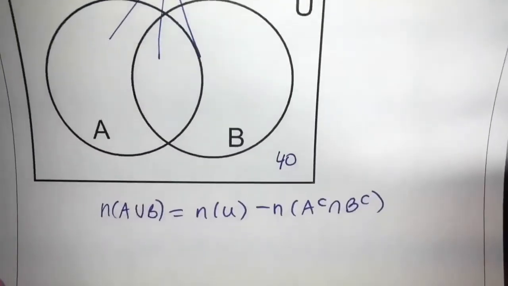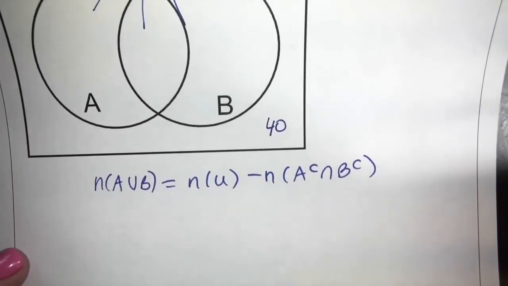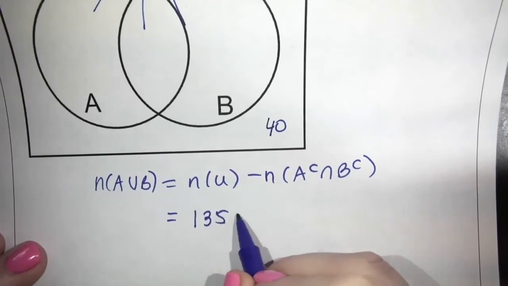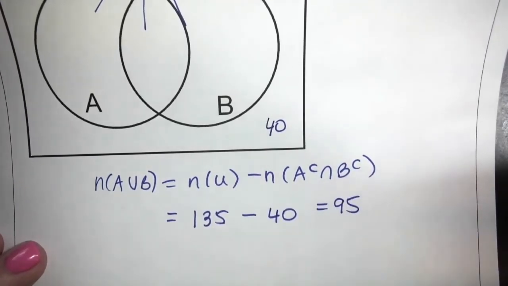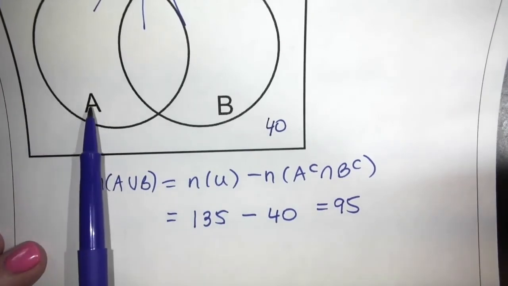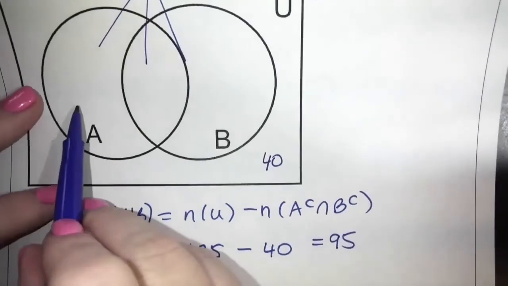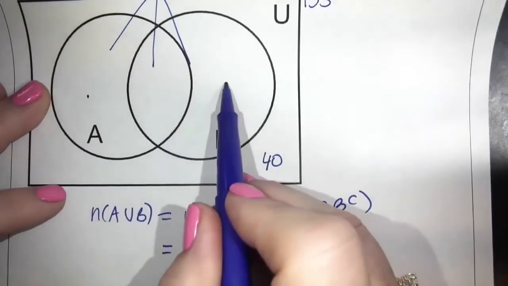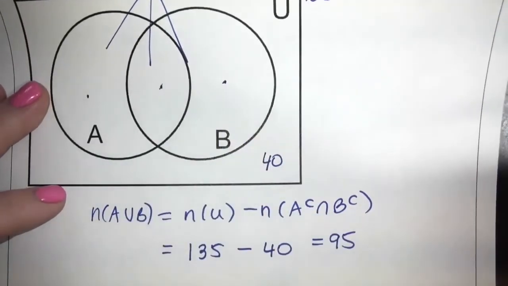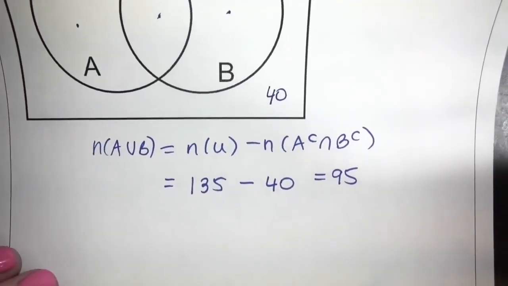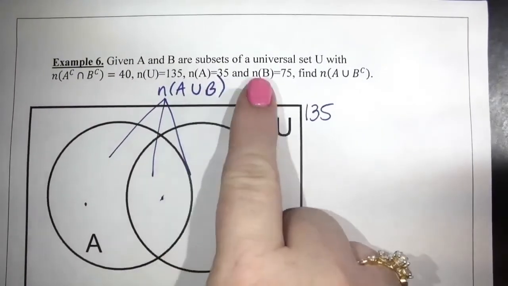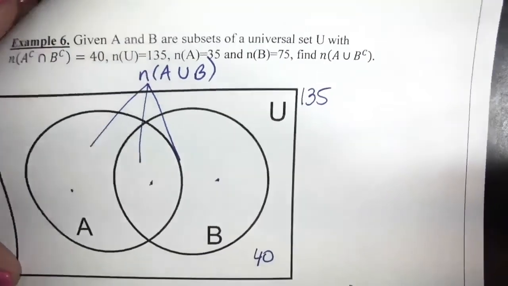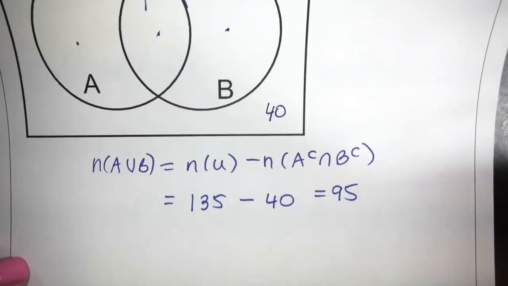So we have number in A or B or both would be the number in the universe, which in this case is 135, minus the number on the outside, which is 40. And so that tells us that 95 is the total of what's in A but not in B, what's in B and not in A, and what's in the middle. So that helps us because now we can use our union formula, because we already know A is 35 and B is 75. So if we know the union, we can now find what's in the middle.